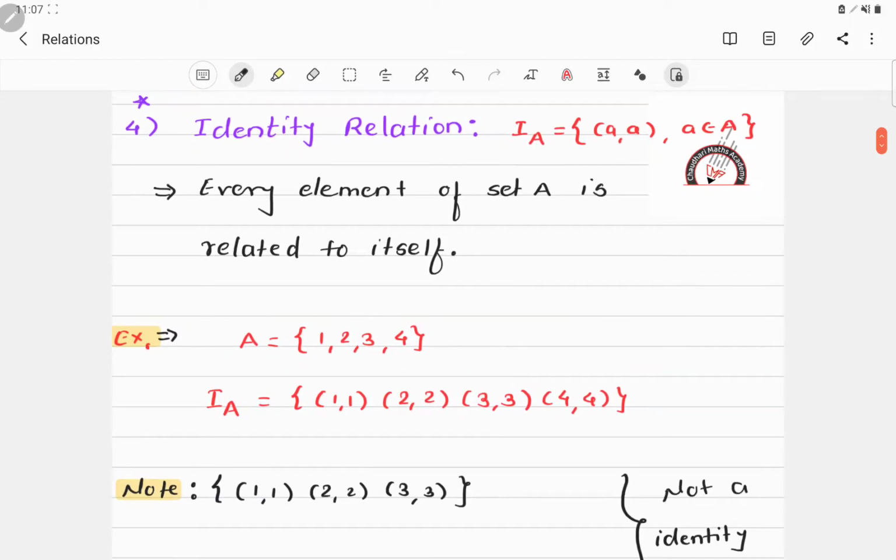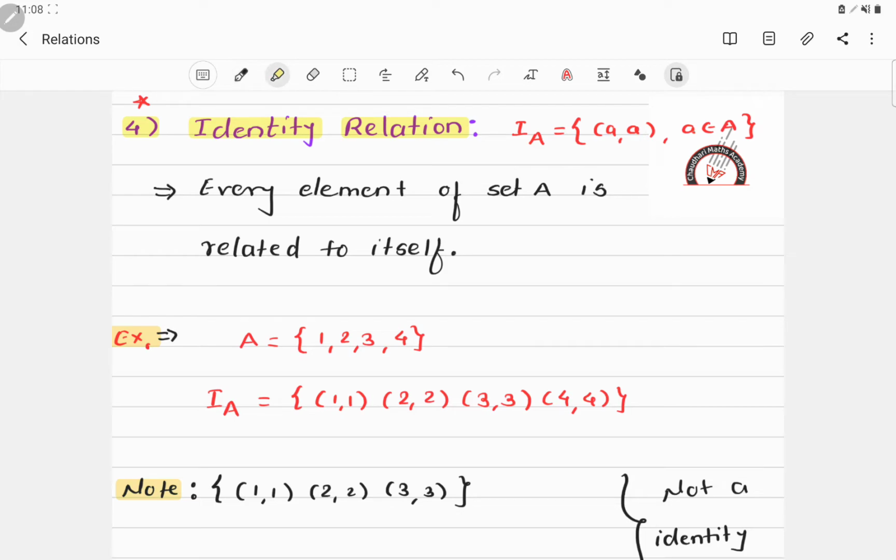Okay, then let's switch over to type number 4, and please mark all the types from type number 4 onward; they are extremely important for your objective examination. The first one is identity relation. So friends, what is the meaning of identity?